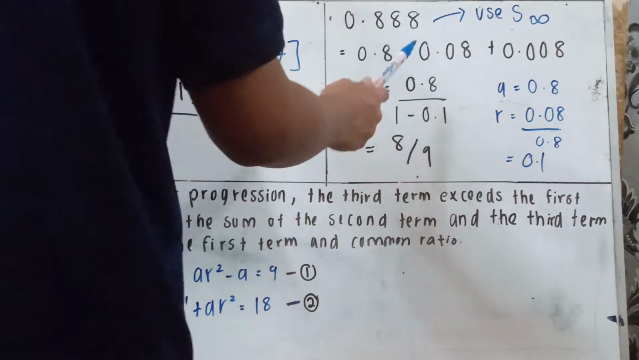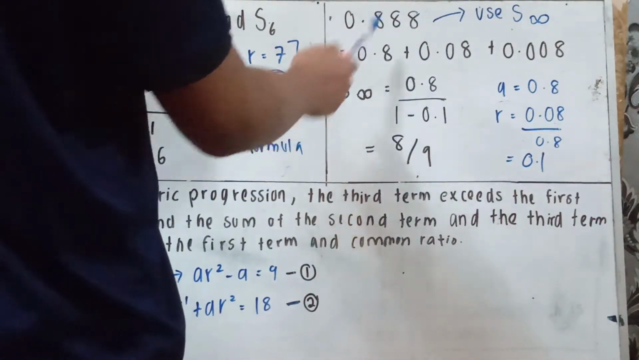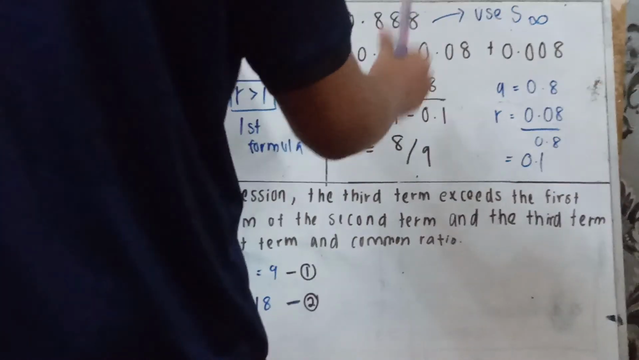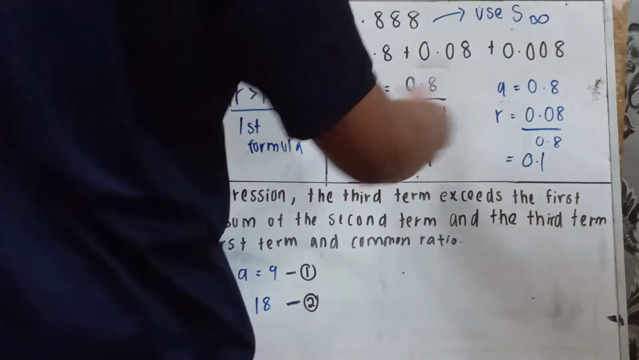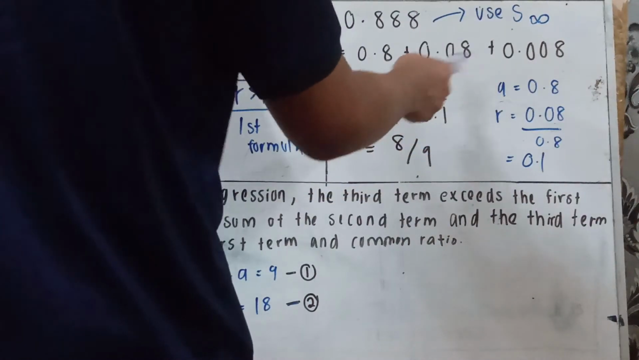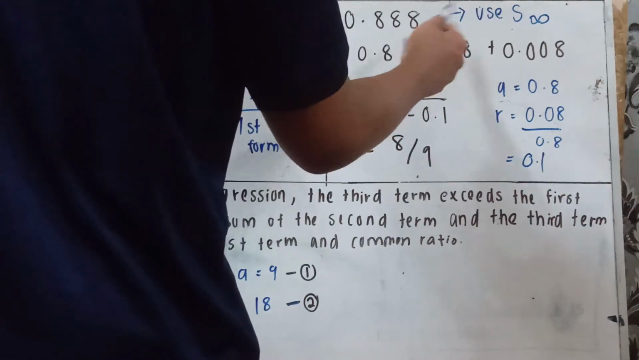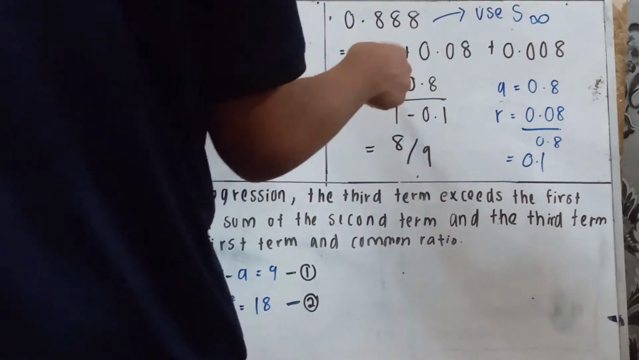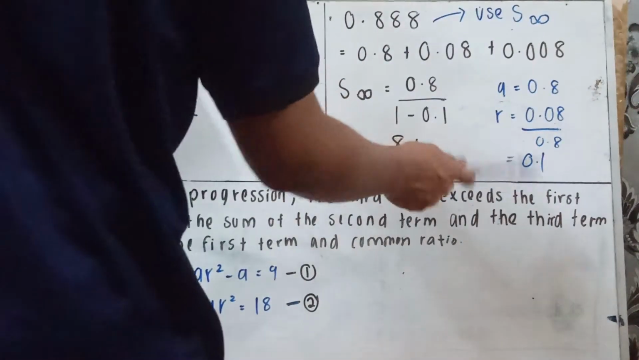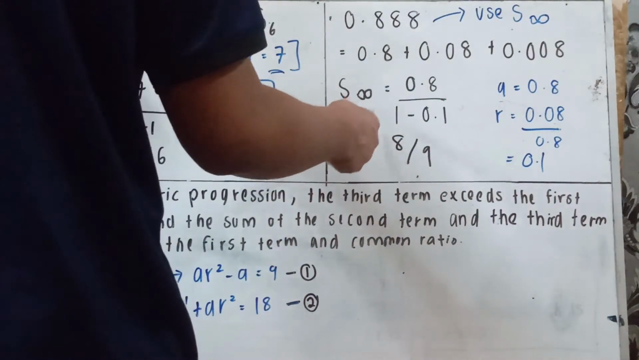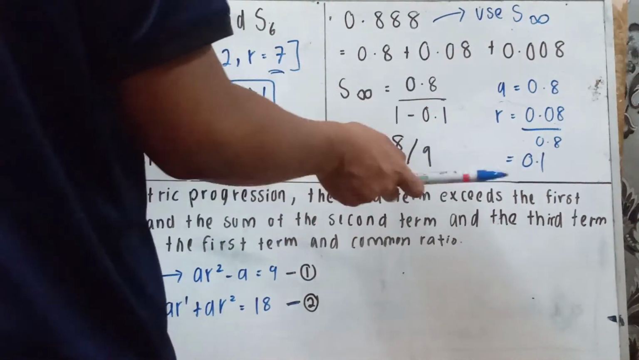Okay, this kind of question wants us to express the following recurring decimal as a fraction in its lowest terms. For this question, we need to use the sum to infinity. We need to divide the number into this kind of form and find R with T2 divided by T1, and we will get the value of R. Once we get R, we can substitute into the formula of the sum to infinity, and we will get the answer, that is 8 over 9.